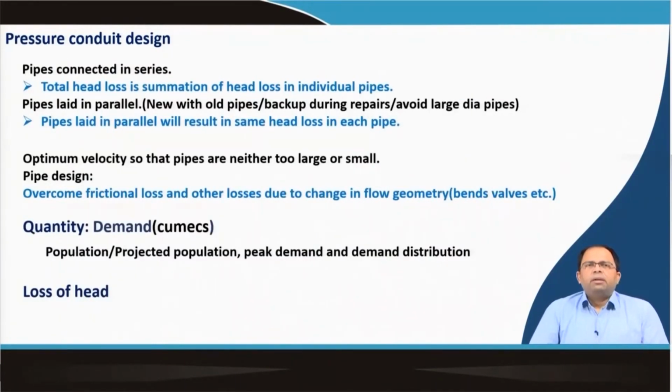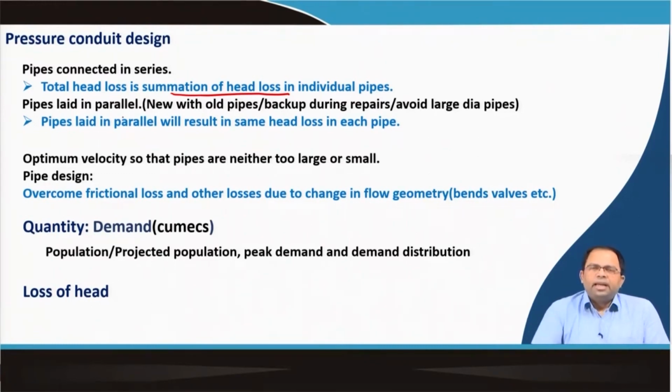So when we design a pressure conduit, there could be pipes connected in series, that means one after another. In that case, the total head loss, that means the frictional loss that happens in the pipeline, is a summation of the head loss in individual pipes. So, whatever frictional losses we have in a pipeline, that gets added up.